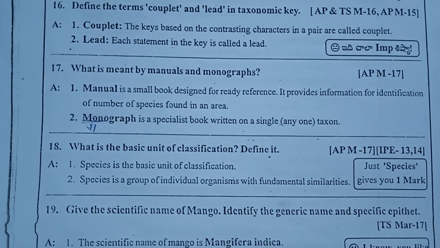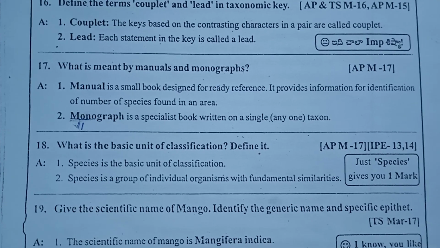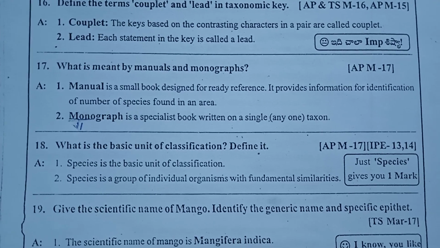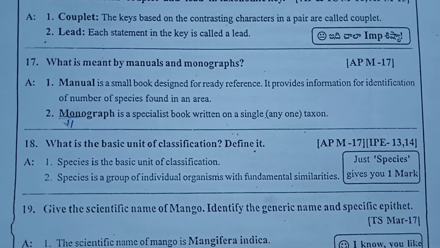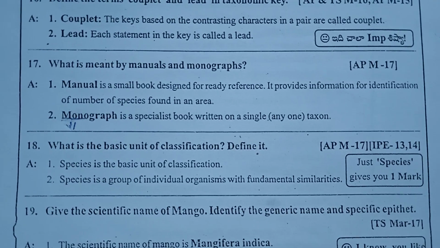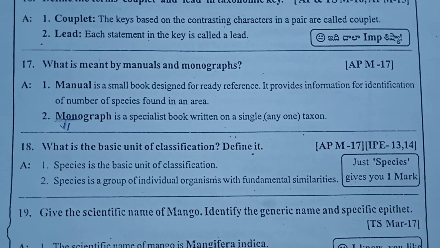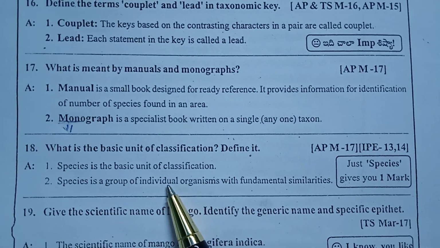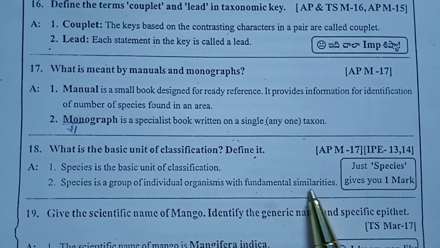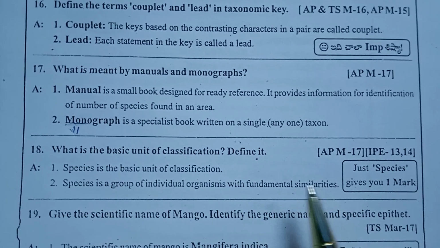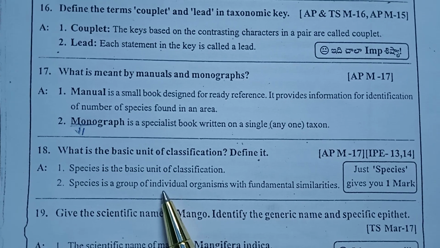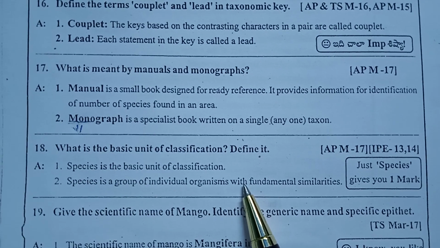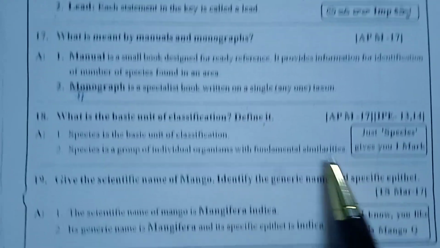Individuality is present in two or more species. In that individuality, there are some fundamental similarities located between two or more species. Have you got it? They are individual organisms, but fundamental similarities are present between the individual organisms. So species is a group of individual organisms with fundamental similarities.